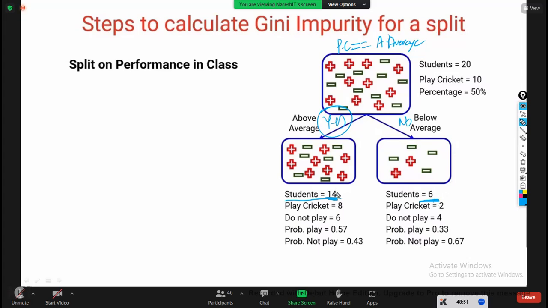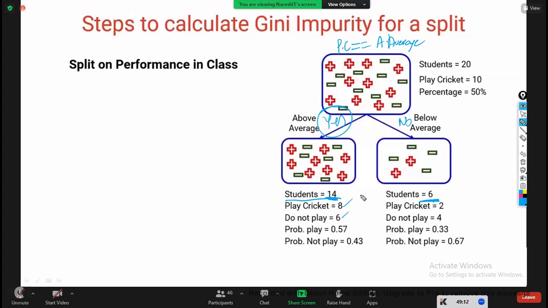And out of 14 students, how many of them will play? How many of them will not play? Total 14 above average students are there. Within the 14 above average students, tell me how many will play and how many will not play. 8 of them will play. 6 of them will not play.